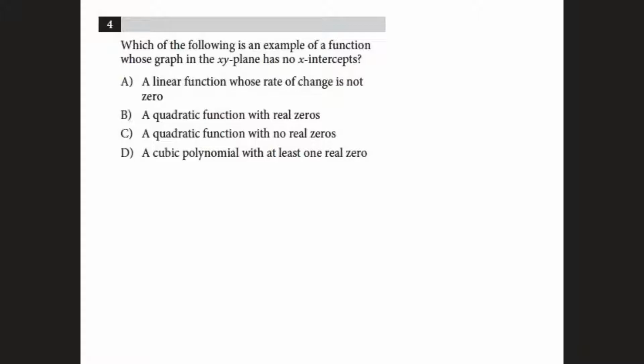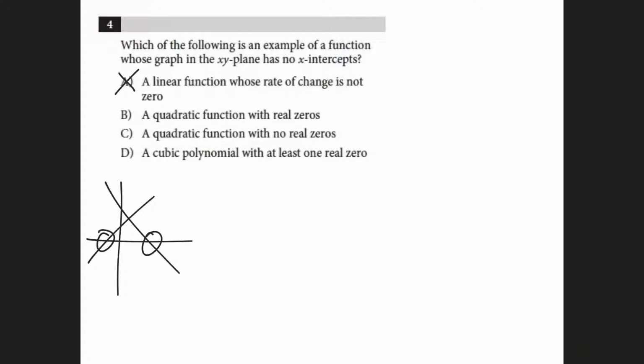Number 4. Which of the following is an example of a function whose graph in the xy plane has no x-intercepts? A linear function whose rate of change is not 0. Well, in that case, a linear function whose rate of change is not 0, that means it can't be horizontal. So it has to either be going up or it has to be going down. And eventually you will have x-intercepts in either of those cases, so no.